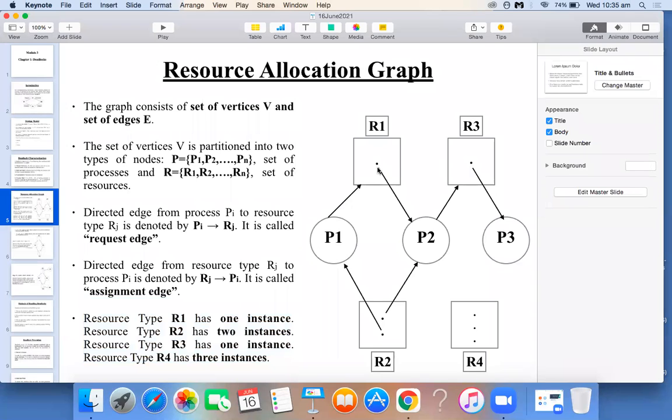Similarly, resource R1 is allotted to process P2. So that's why there is an edge from R1 to P2. Like that, you can understand this particular diagram, where the resource request edges are present and where all the assignment edges are present. Okay, so can anybody unmute and tell how many request edges are present here in the given diagram?